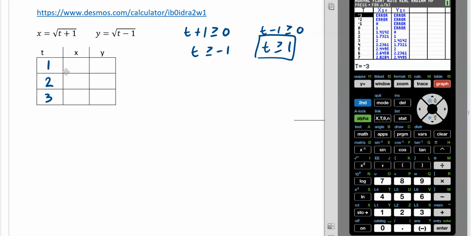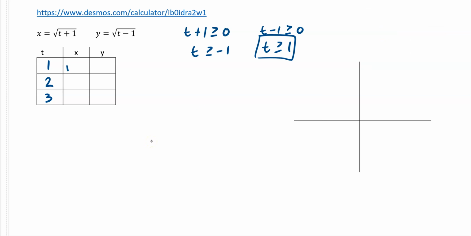That's where we're starting. So now if we were to plug it in, you can see we get the square root of 2 and 0. You might as well, right? It doesn't matter the order here. So if we plug in 1, we get 2. We plug in 2, we get 3. We plug in 3, we get 4. And for the y, if we plug in 1, we get 0. 2 would be 1. And then 3 would be radical 2.